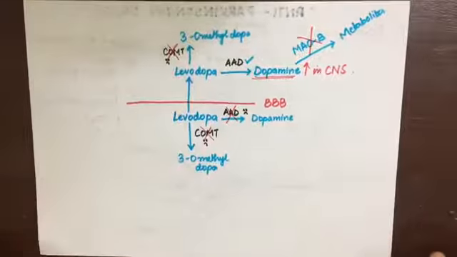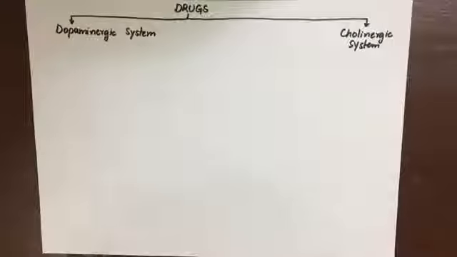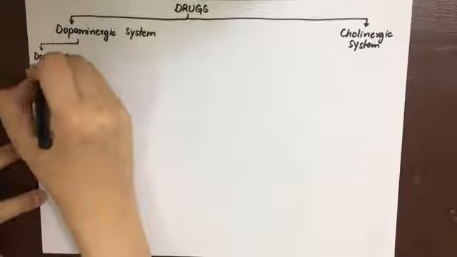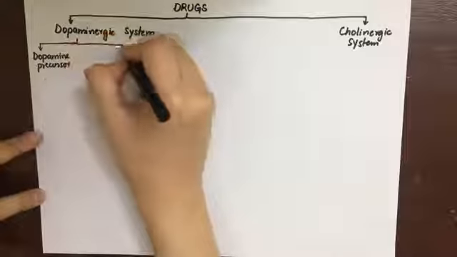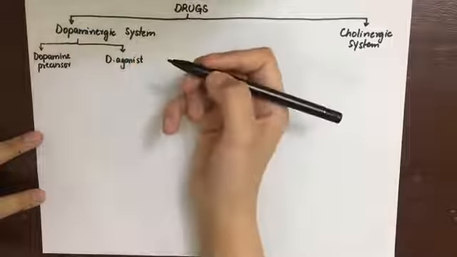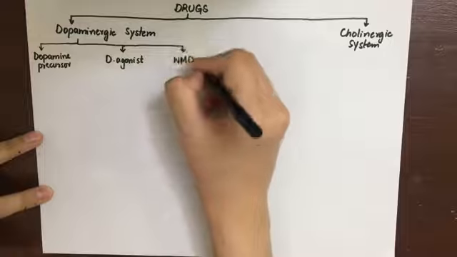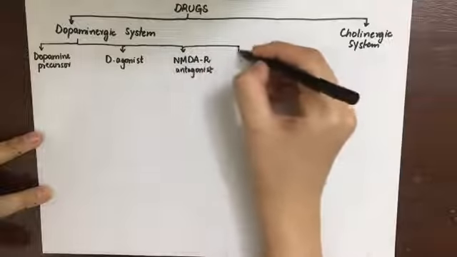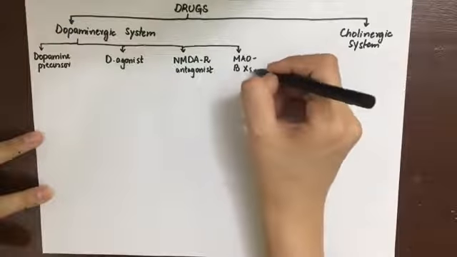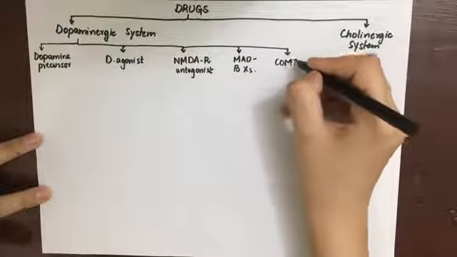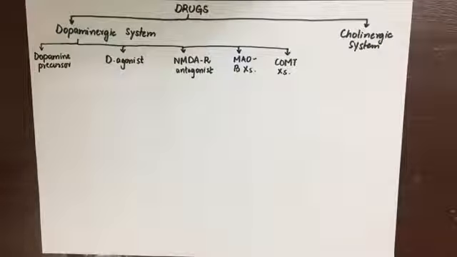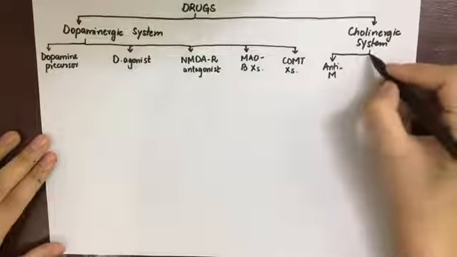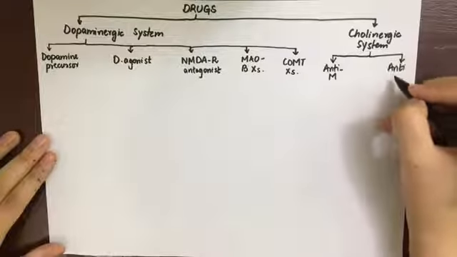Now that we have a base to work on, let's come to the classification of the drugs used in Parkinsonism. One class of the drugs will act on the dopaminergic system, increasing dopamine, and the other will act on the cholinergic system to decrease cholinergic activity. The dopaminergic system will include dopamine precursors, dopamine agonists, NMDA receptor antagonism, MAO-B inhibitors, and COMT inhibitors, as I mentioned a while ago. While the cholinergic system drugs will include anticholinergics and antihistaminics because they also have antimuscarinic properties.